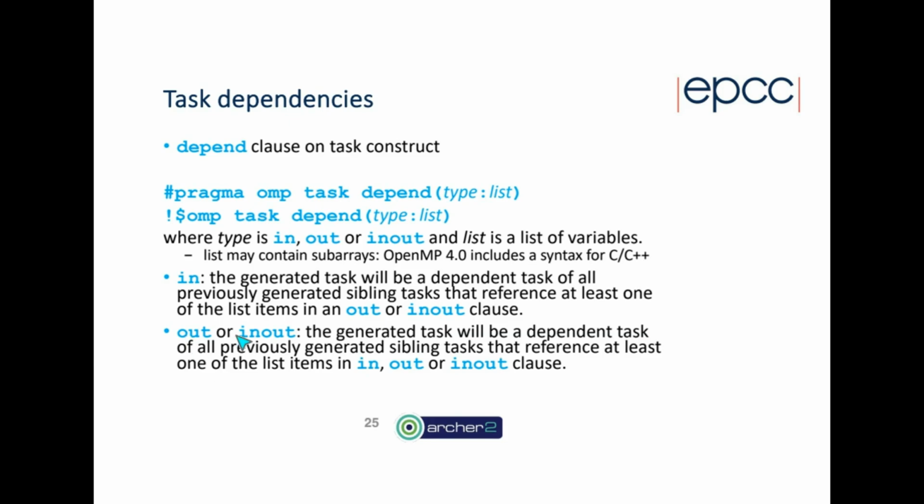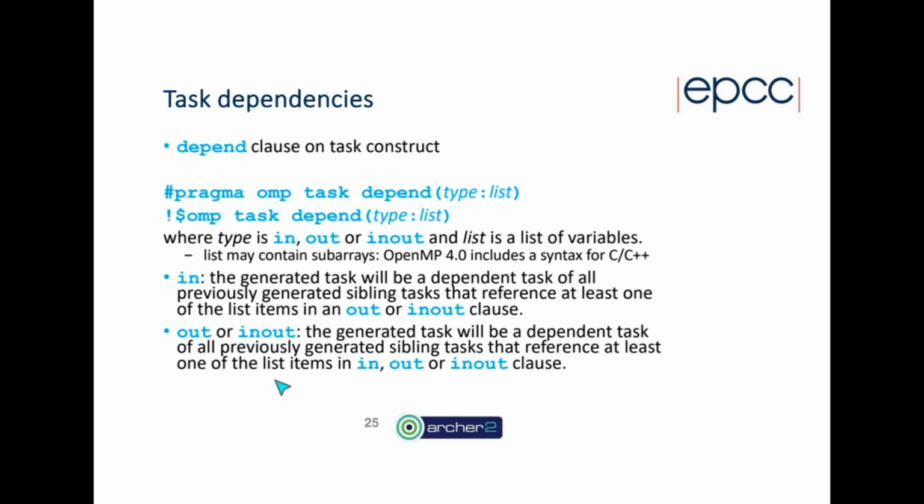Okay, and out, or so actually in out is both in and out, but the way things are specified, out and in out are synonymous semantically. But if you really have an in and out dependency on a certain item, then it might be clearer to write it as an in out dependency. But the semantics are just the same as out.